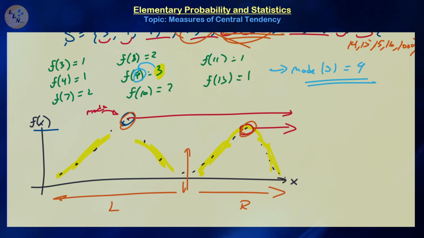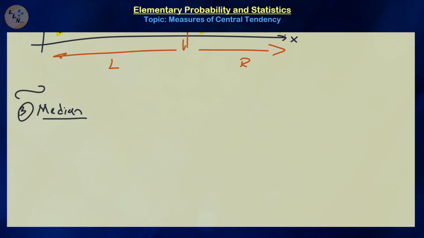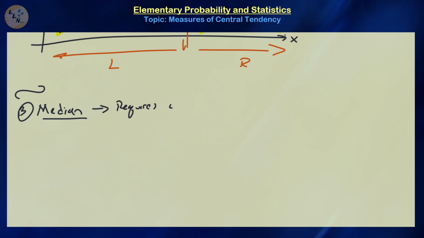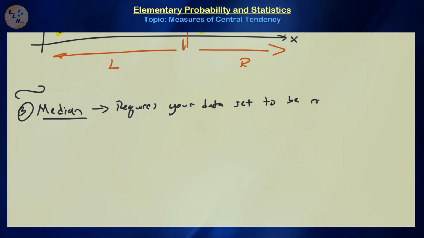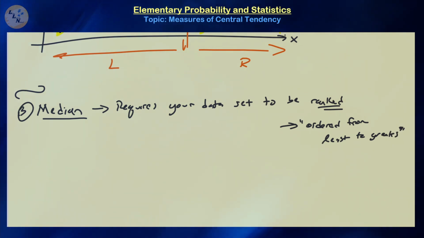So what's another measure of central tendency that we could use to have some idea of the center of the distribution? And probably the next easiest thing to use would be the median. And the median is actually a very crowd favorite in terms of measures of central tendency, but it requires one thing. It requires your data set to be ranked. And when I say ranked, I just mean ordered from least to greatest. So you can't have 3, 2, 1 as your data set. You have to have 1, 2, and 3.